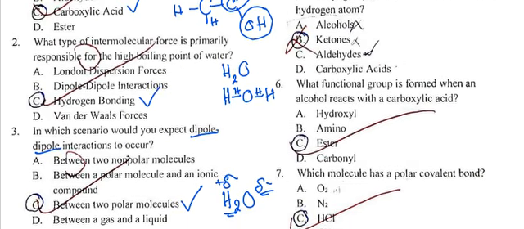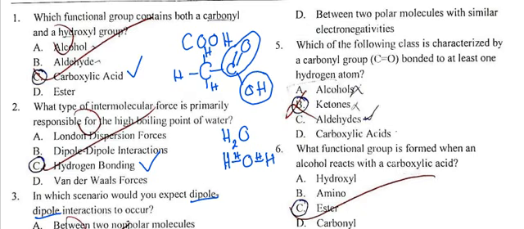We go to question 5. Question 5 is saying, which of the following classes is characterized by a carbonyl group bonded to at least one hydrogen atom? So this is a carbonyl group bonded to at least one hydrogen atom. So when you look at this, ketones are bonded in between.